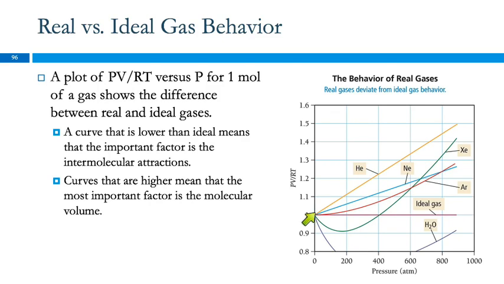So for helium, we see that this line is above, and that's because the biggest factor here is the molecular volume, because helium atoms really have almost no attraction to each other. For a larger molecule like water, there's a lot of attraction between water molecules, and so we see the curve dips down below the line. Intermolecular attraction is the most important.